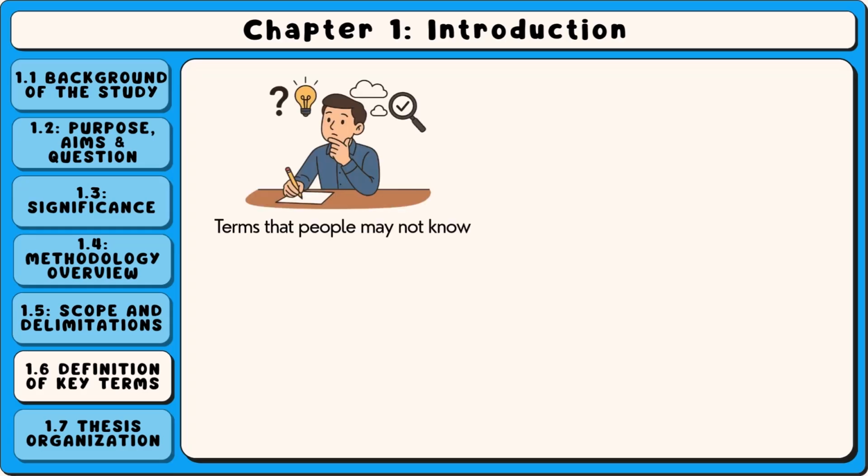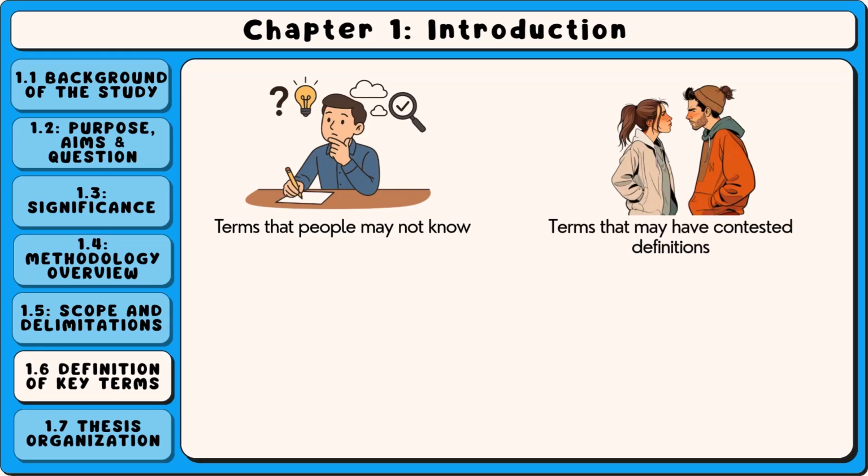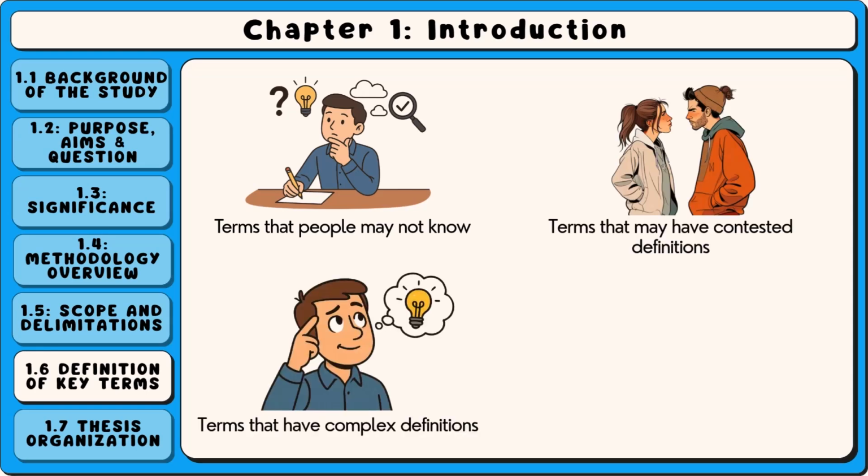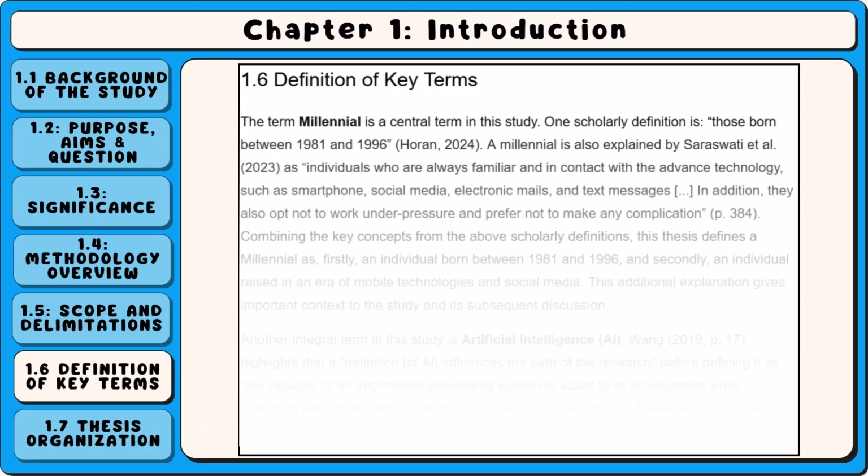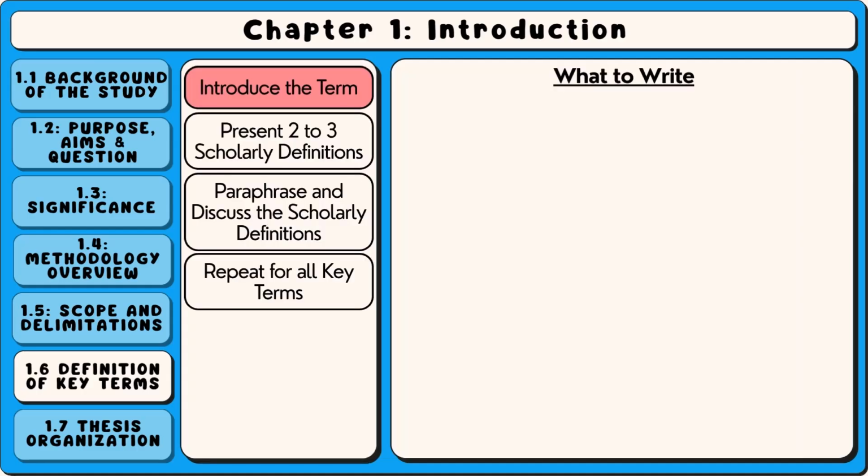These include terms that people may not know, terms that may have contested definitions, or terms that may have complex definitions. Try to focus on terms that are in your research question, as these will be the most important ones to define. Here's an example piece to show what yours should look like when you've finished. To start off with, you want to introduce the term, present 2 to 3 scholarly definitions of the term, paraphrase and discuss the scholarly definitions, and then repeat for any and all key terms.